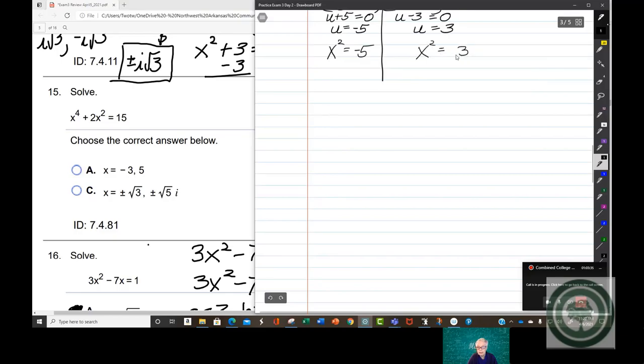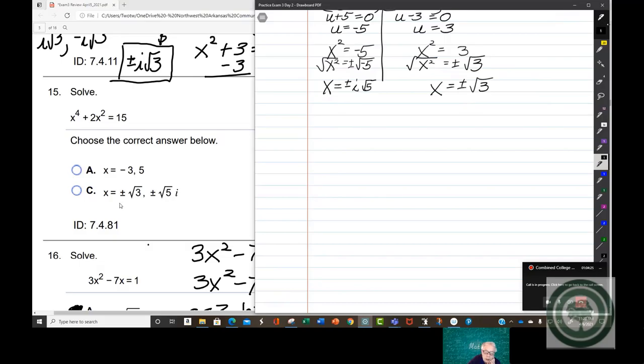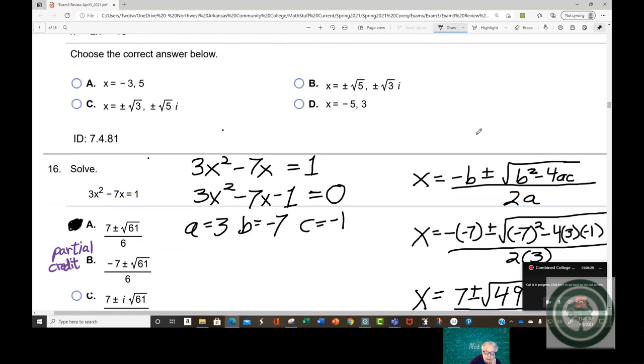U equals x squared, so x squared equals negative 5, and x squared equals 3. So I take the square root of both sides, the square root of x squared equals plus or minus the square root of negative 5, and the square root of x squared equals plus or minus the square root of 3. So x equals plus or minus i times the square root of 5, and x equals plus or minus the square root of 3.